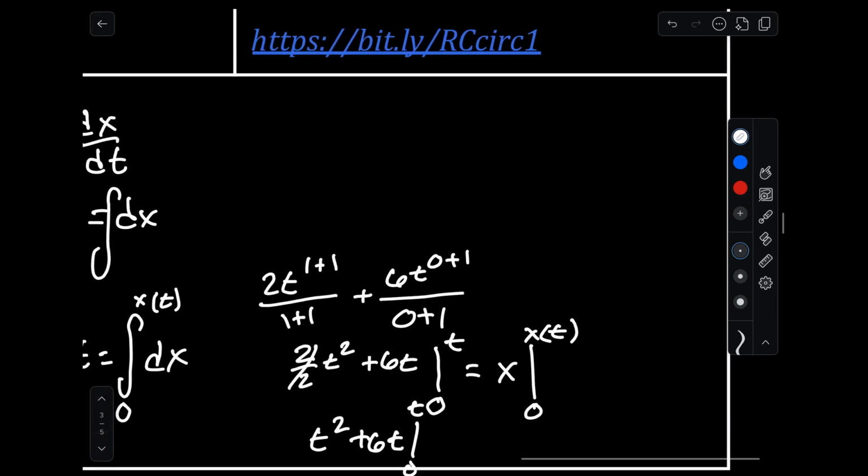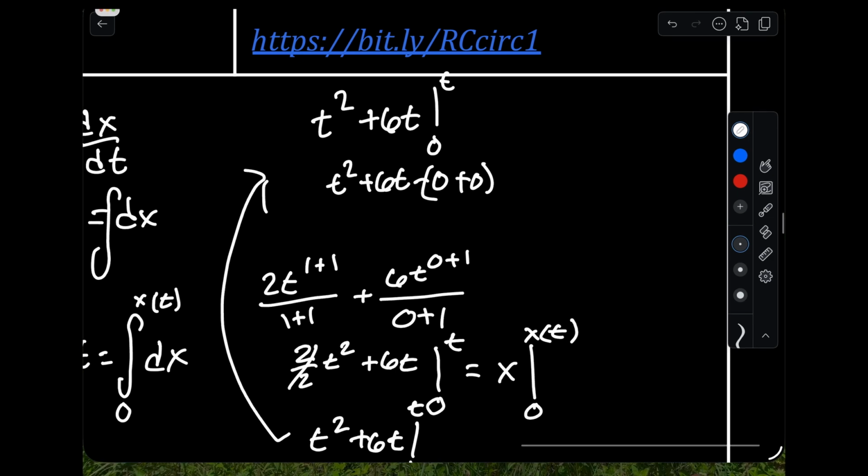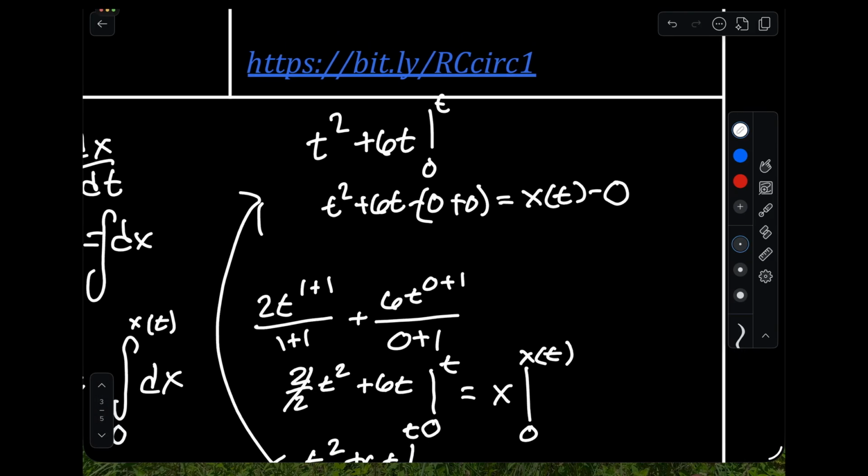We can actually move up here to solve this part. So we get t squared plus 6t evaluated from 0 to t, which becomes t squared plus 6t minus 0 plus 0, because when you plug in 0 into both of these, it just gets you 0. And you do x of t minus 0, because when you plug in 0 for x, you get back x. So then in this case, our position function gets back t squared plus 6t equals x of t.